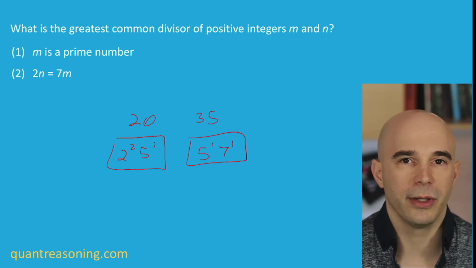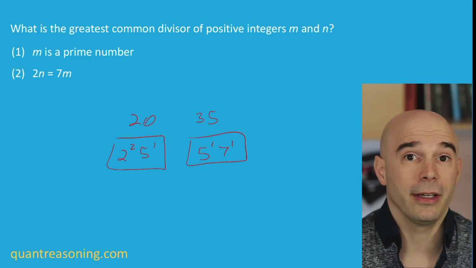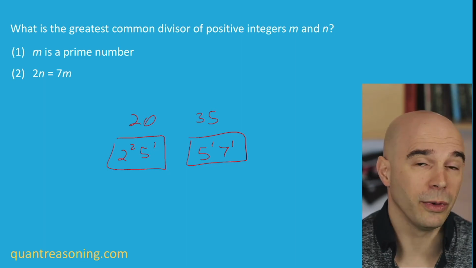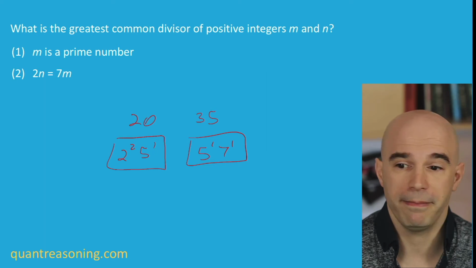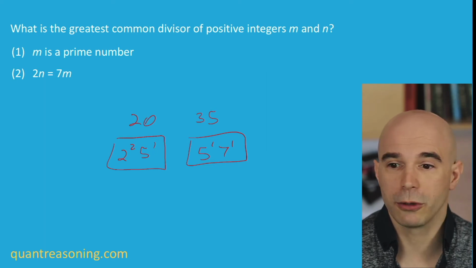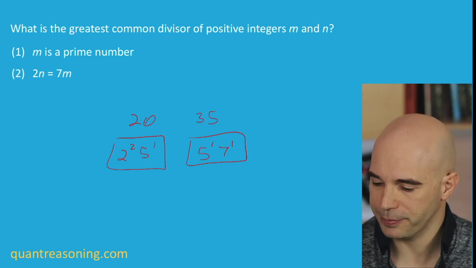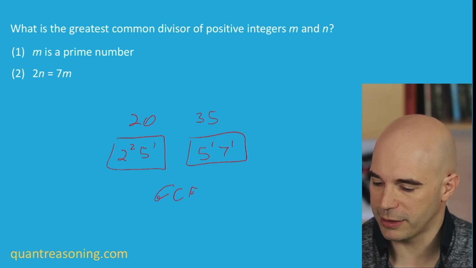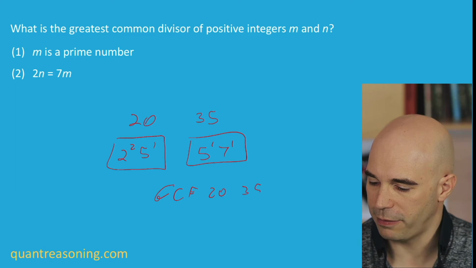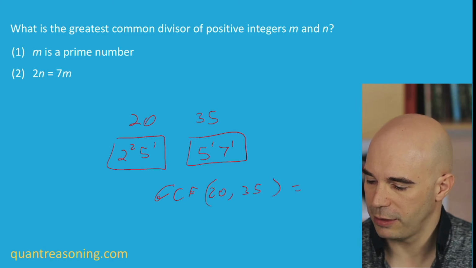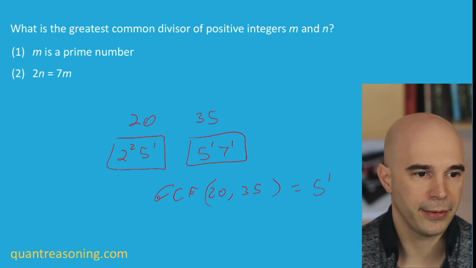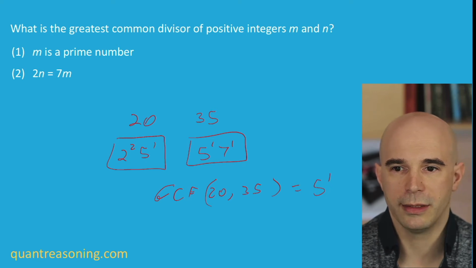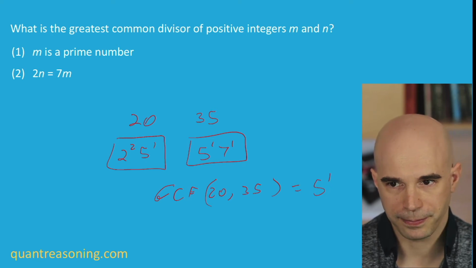Regardless of which store I go to, I can get a jacket size 5. Anything else I can definitely get without knowing which store I'll be ending up at? No. The only thing for sure I can get is one jacket size 5. So that would be the greatest common factor or greatest common divisor of 20 and 35. We would say that that's 5 to the power of 1. Okay, so that's just in general what a greatest common divisor is.